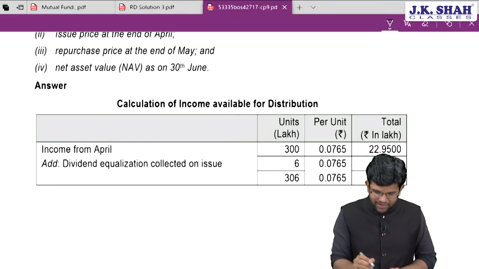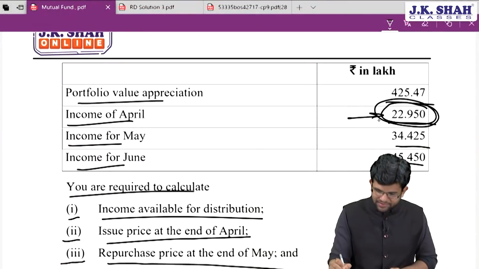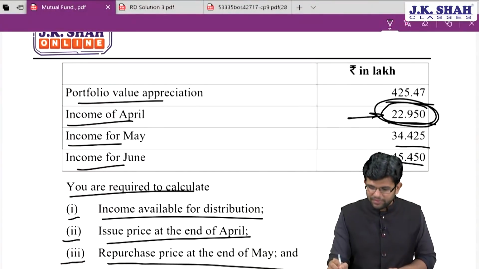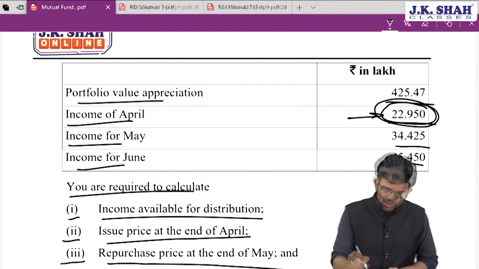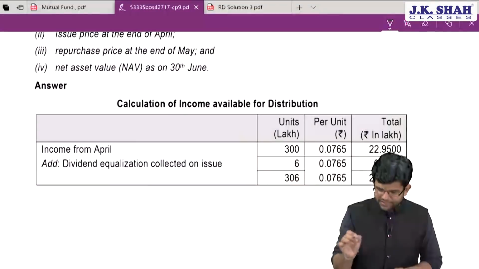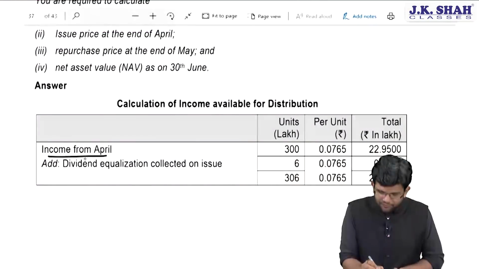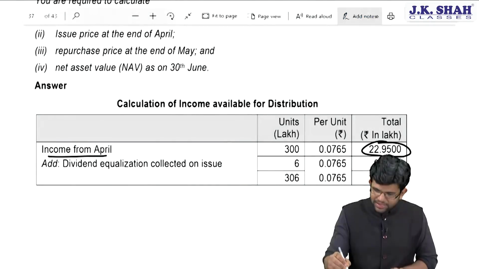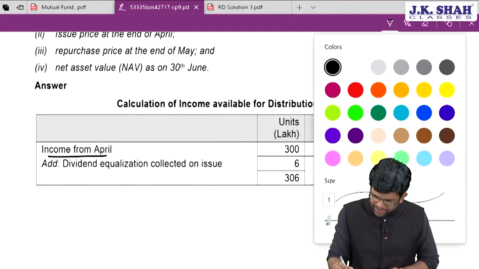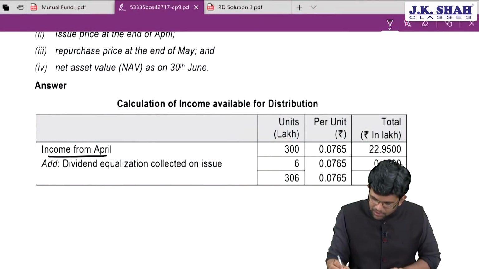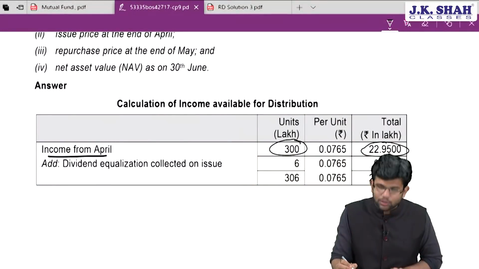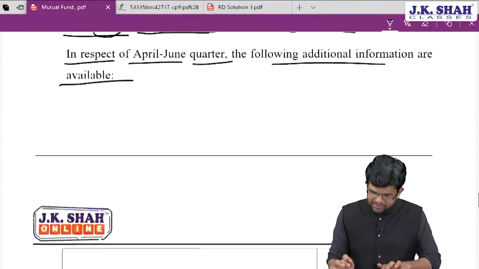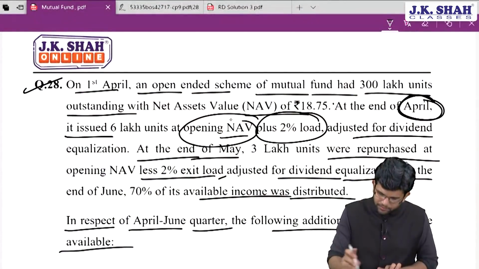Students, as far as the April month is concerned, as I told you, the income from April month is how much? 22.95. So that is what they are taking here. Please pay attention. They are saying income from April is 22.95. Okay. So when income from April is 22.95, do you realize that the total units outstanding are only 300? Where is 300 given? I'll show it to you here.